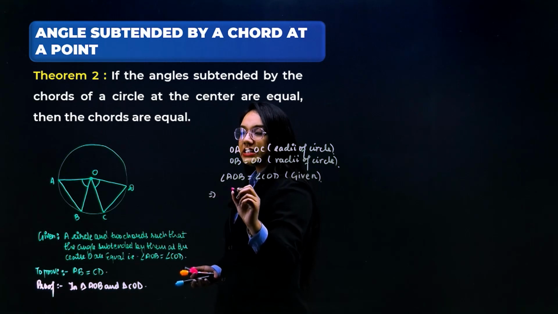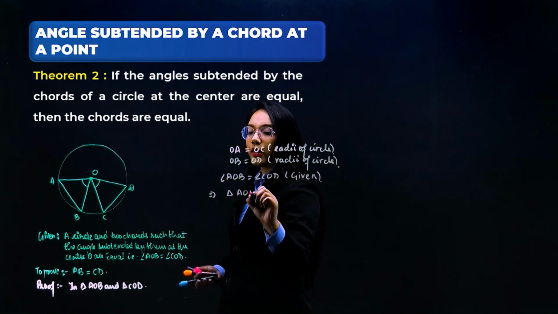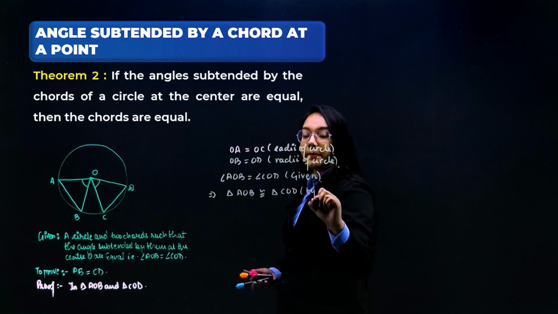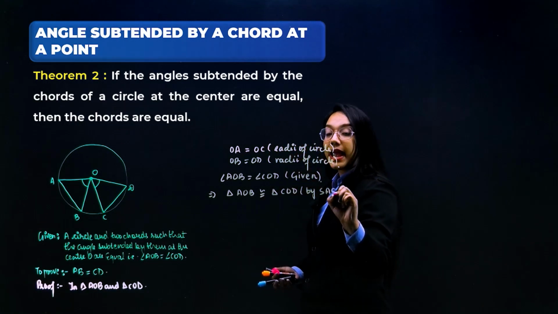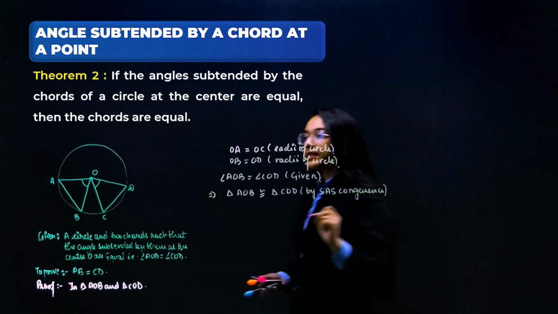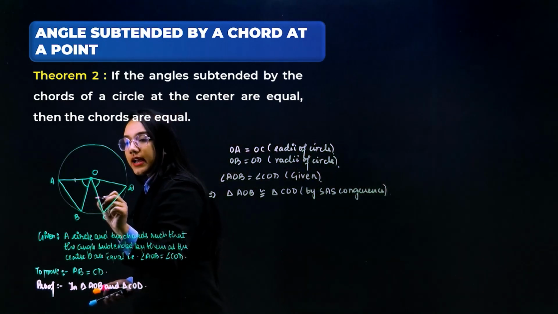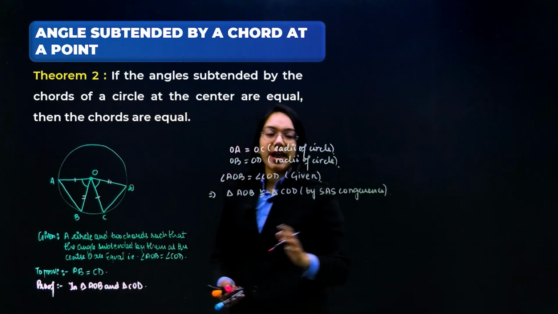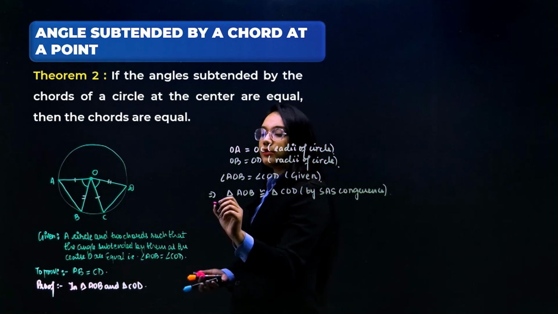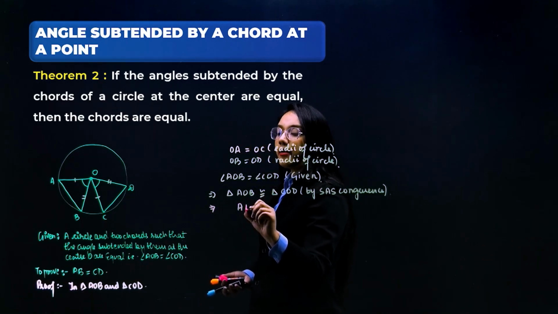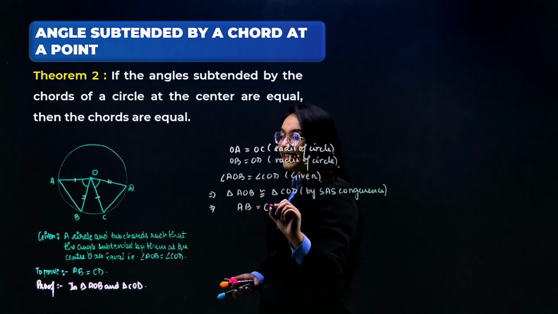Then by these three things we can say that triangle AOB is congruent to triangle COD by the SAS congruence criteria, because, side angle side, we have this side equal to this side, this side equal to this side, and this angle equal to this angle. So by SAS the two triangles are congruent to each other, and hence AB should be equal to CD.